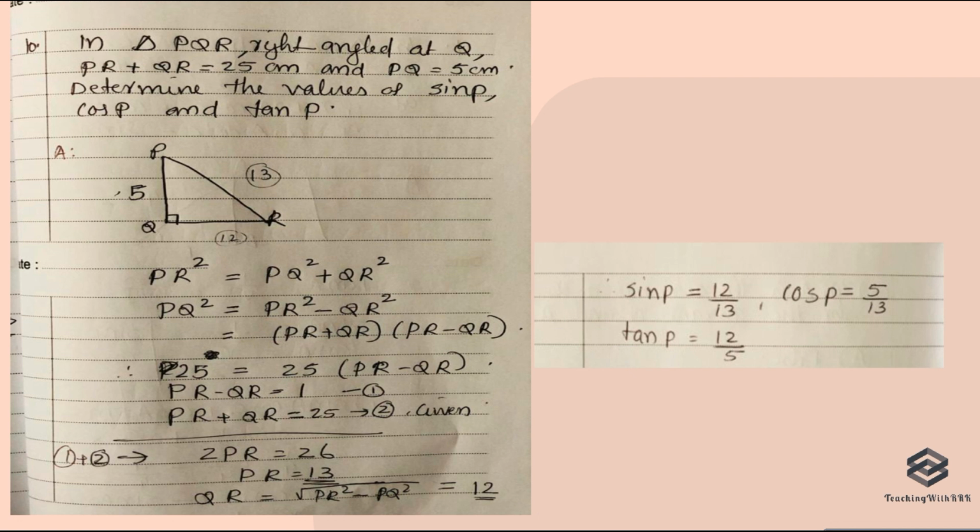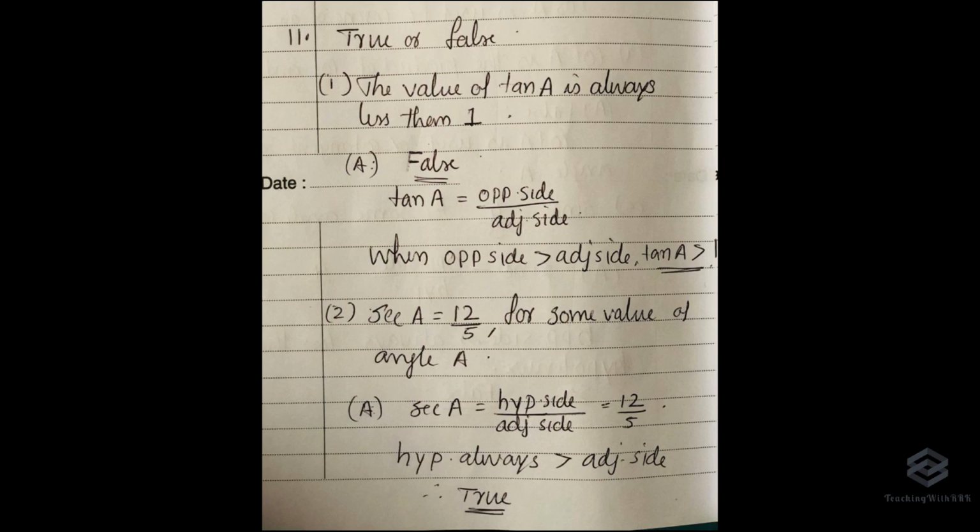Then last question, true or false question. Statements are given. First question, the value of tan A is always less than 1. What is tan A? Tan A is opposite side by adjacent side. Is it possible opposite side greater than adjacent side? Yes. Therefore, when opposite side is greater than adjacent side, tan A is greater than 1. So this statement is false. It can be greater than the other side.